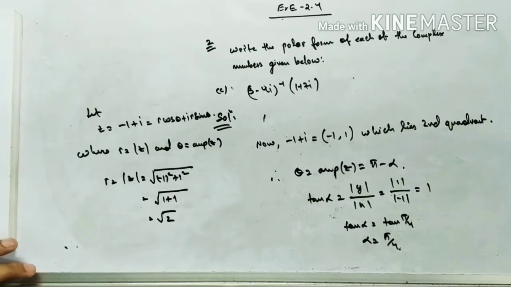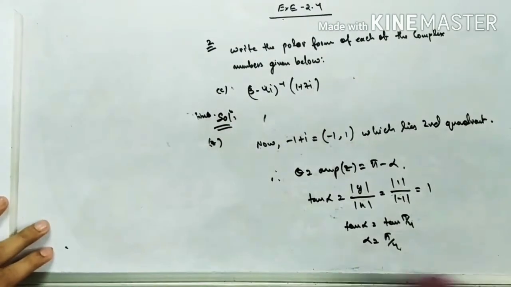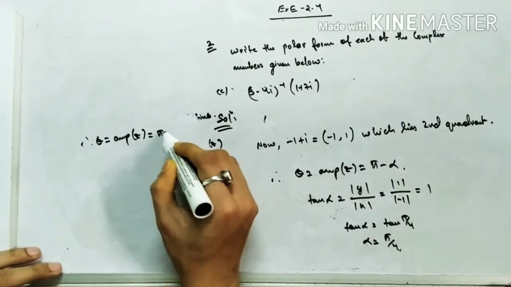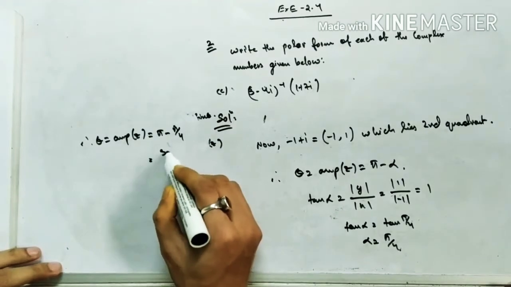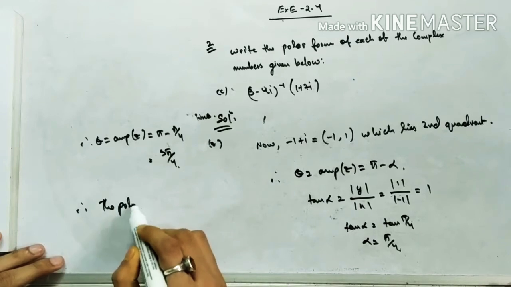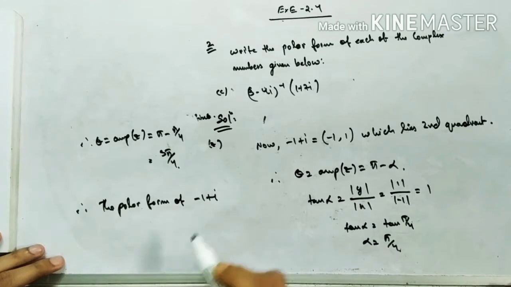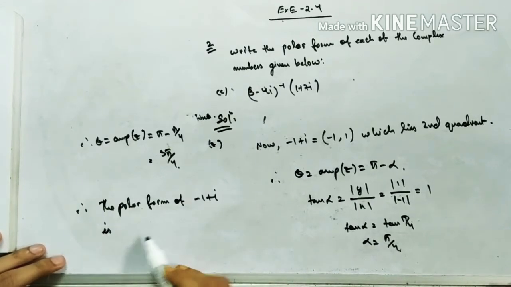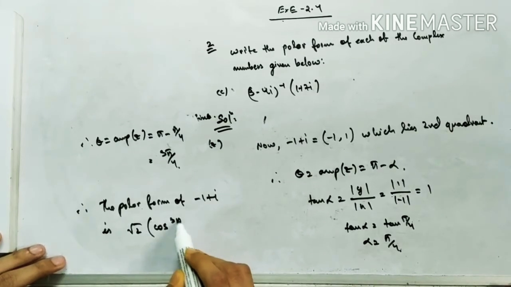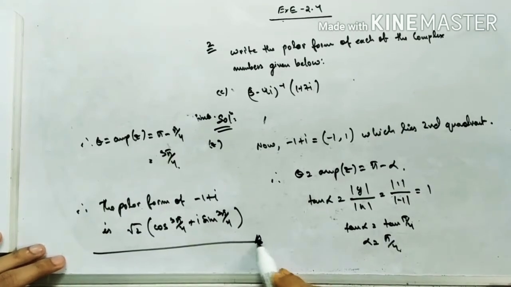So therefore, remember, r is equal to root 2 I got. Theta is equal to amplitude of z, which is equal to pi minus pi by 4, and I will get 3 pi by 4. So you can say the polar form of minus 1 plus i is root 2 bracket, cos 3 pi by 4 plus i sin 3 pi by 4. This is the answer.